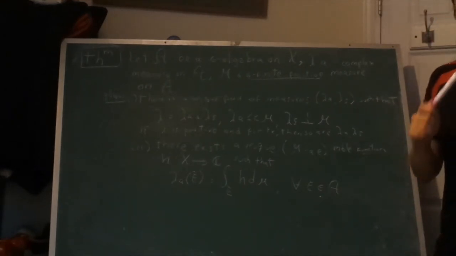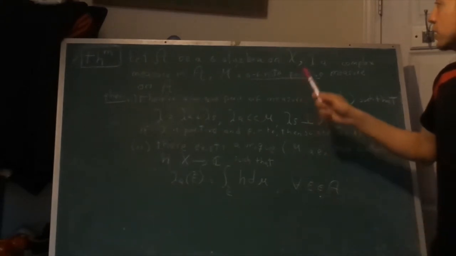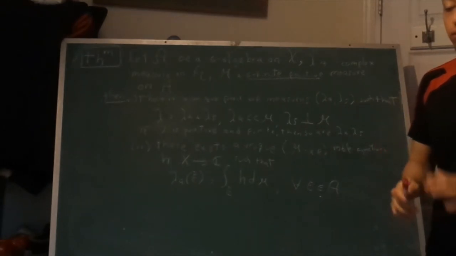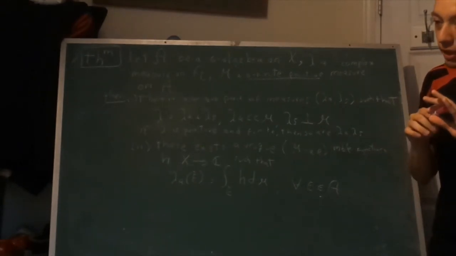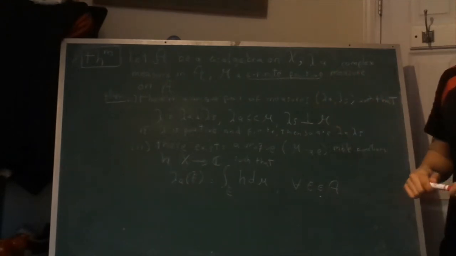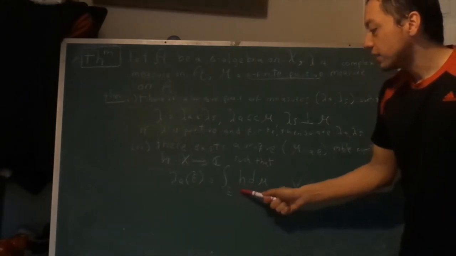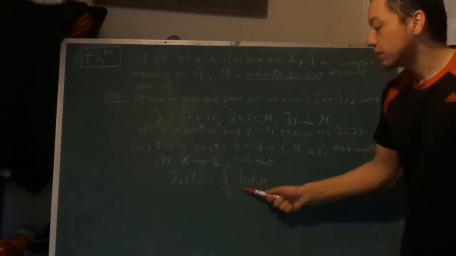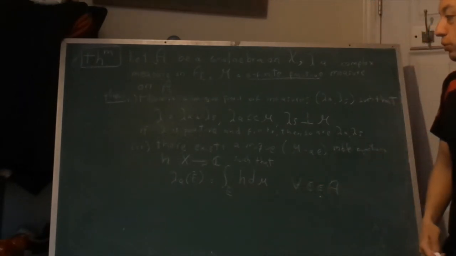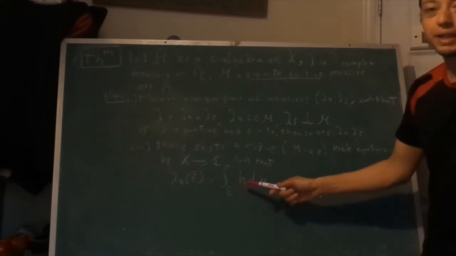So, what's the idea of the proof? The idea of the proof is to start with lambda and mu, both finite and positive measures, to start with the most simple case and go from there to the general case. The idea is to pick a good candidate to plug in here. What's this function h going to be? We're going to look at all the possible functions that could go here and pick an optimal one.